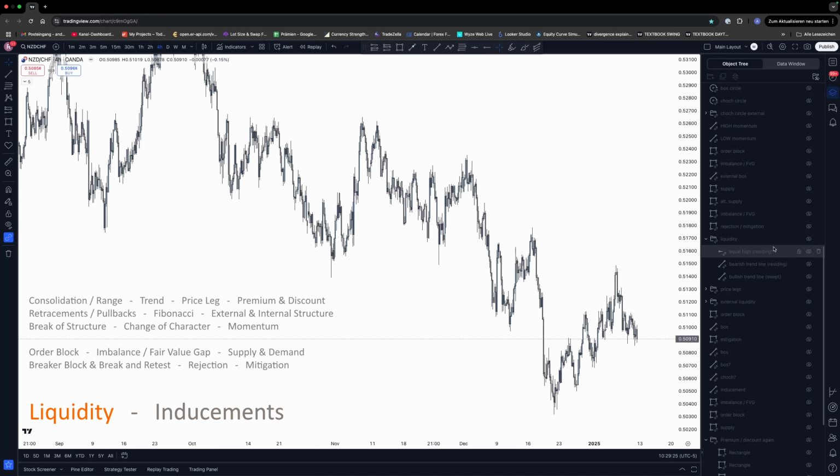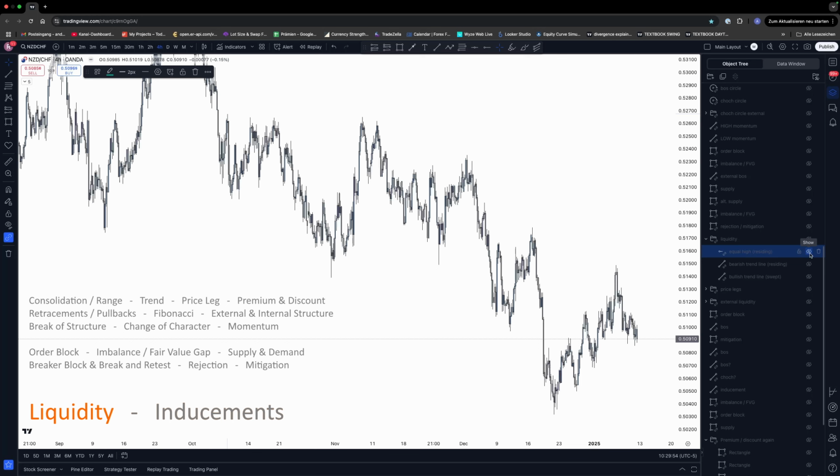So liquidity is basically where the market places traps for traders to go in a certain direction, where most people put their stop losses, and the actual institutions have their orders beyond that point. Most institutions want to place their orders where you, as a normal trader, so to speak, get stopped out. And this is where liquidity comes into play.